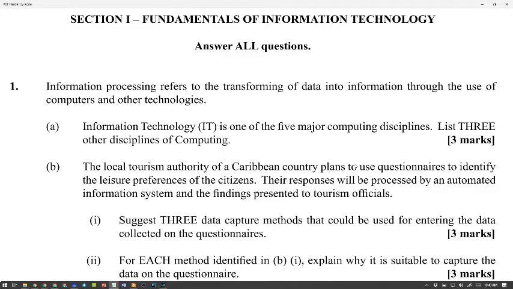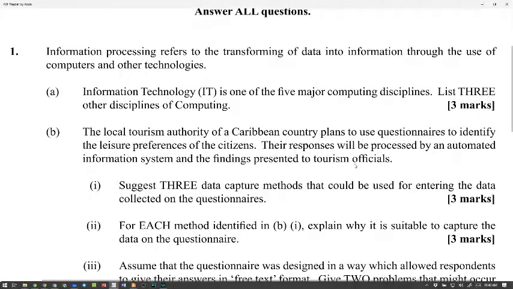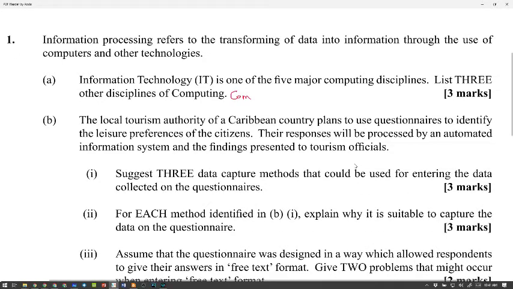Information processing refers to the transforming of data into information through the use of computers and other technologies. IT is one of the five major computing disciplines. There are three other disciplines of computing. Right, you have computer science, computer engineering, software engineering, and then information systems, right?